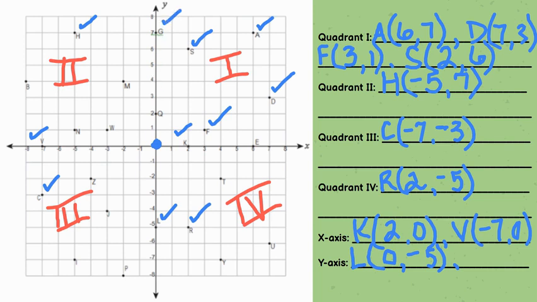Let's try letter G. Okay, letter G up here, we're at the origin. We go over 0 and we go up 7. So our ordered pair would be 0, 7. Pause this video and do the ordered pairs for the remaining.